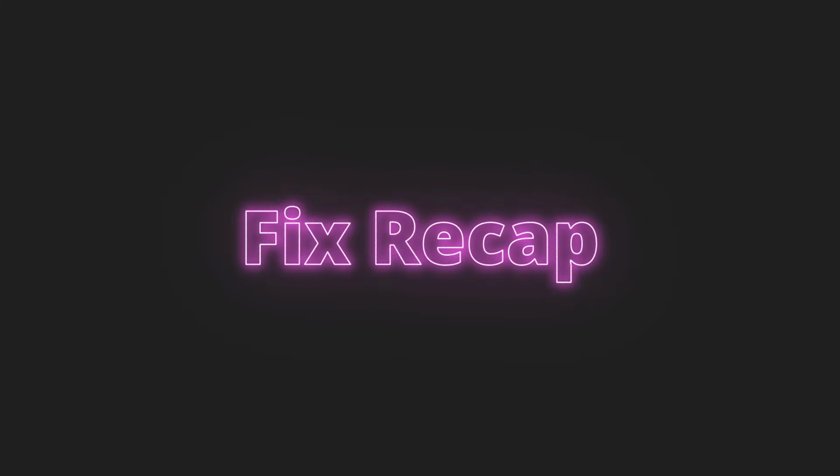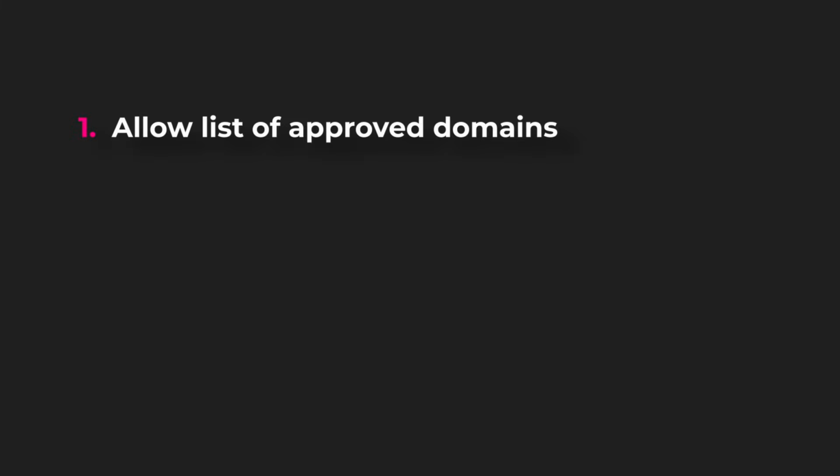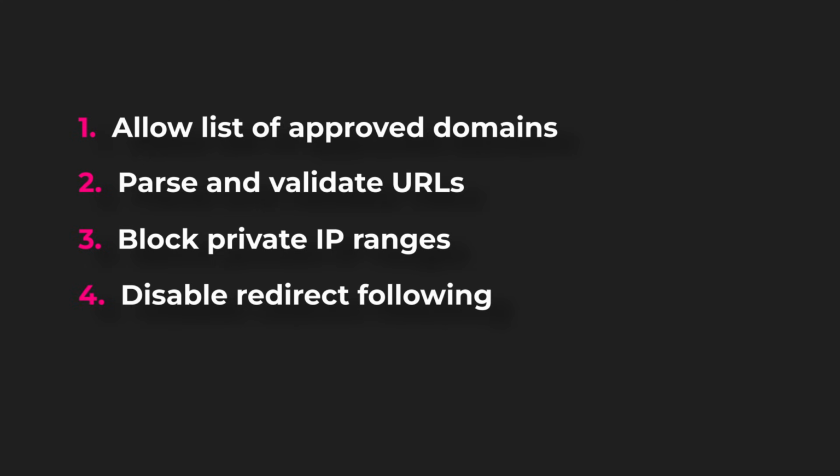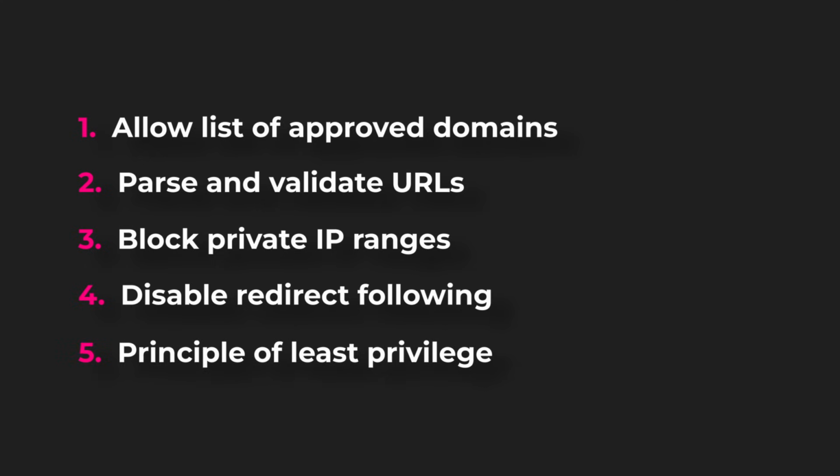So to recap what you need to implement. 1. Use an allow list of approved domains. 2. Validate and parse all URLs your app receives. 3. Block private IP ranges. 4. Disable redirect following. And 5. Apply the principle of least privilege to your IAM roles. And if you implement these 5 things, you'll be protected against the majority of SSRF attacks.